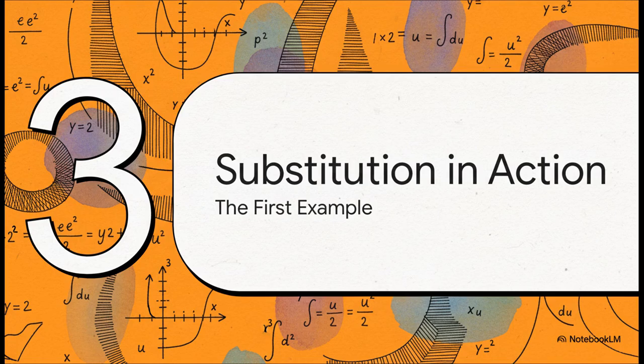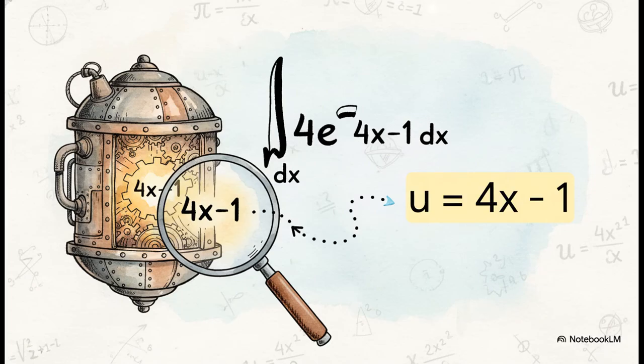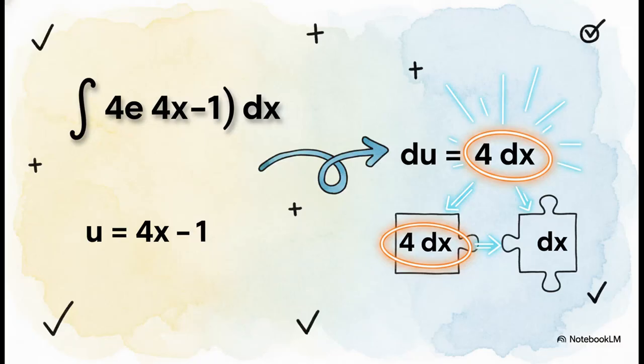We're going to walk through all 5 of those steps with our first example, and this one involves an exponential function. So here's our problem. We're looking for that inside job, right? That composite function. And in an exponential function, a huge clue is that the inner function is almost always the exponent itself. So our first step is super easy. We're going to let u equal 4x minus 1. Step 2, find the derivative of u. Well, the derivative of 4x minus 1 is just 4. So we write du equals 4 dx.